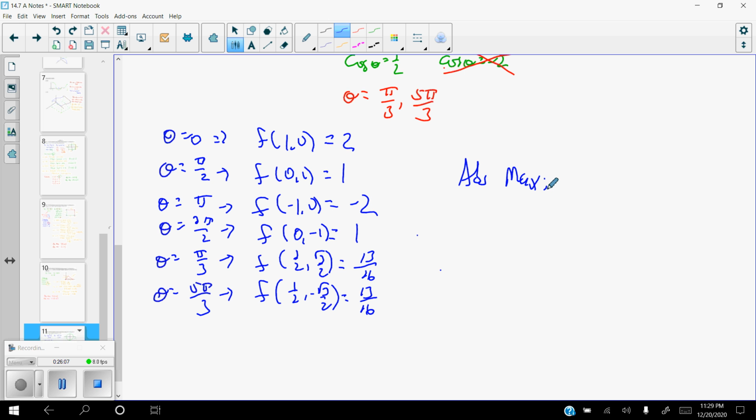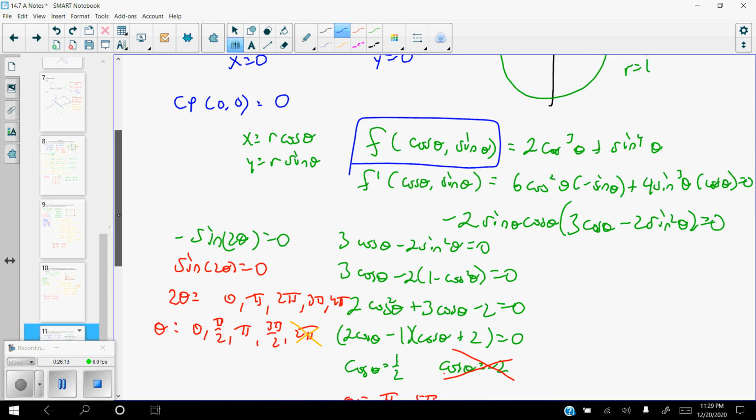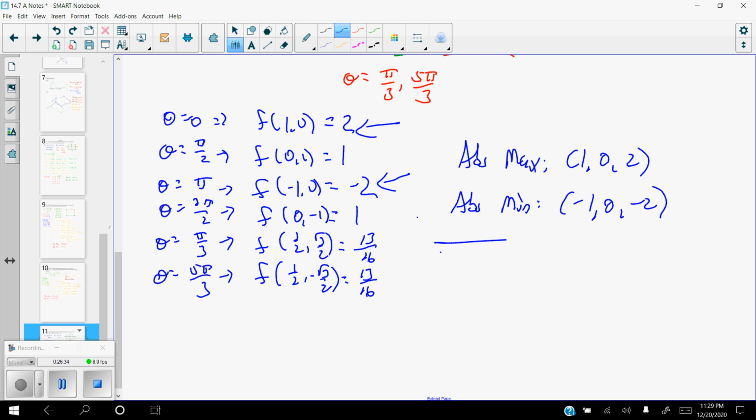So, after all of that, the absolute maximum. What is the absolute maximum? So 2 looks like it's the biggest value here, and our critical point was way up the top at 0, so it's 2. So this one right here is going to be our absolute maximum, so that's going to be at the point 1, 0, 2. And the absolute minimum, it looks like negative 2, because I think that's the only negative value that we have, so that's going to be the point negative 1, 0, negative 2. A lot of work to be done on that one.